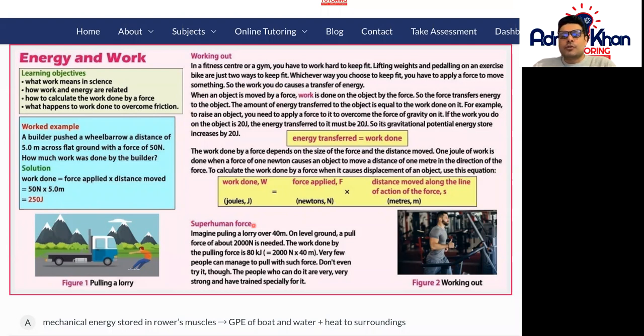So, superhuman force. Imagine pulling a lorry over 40 meters on level ground. A pull force of about 2,000 newtons is needed. So this man here in the image on the left-hand side, he's pulling a lorry or a truck, and the force required is 2,000 newtons in this case. So the work done by the pulling force is 80 kilojoules. So 2,000 newtons, the force applied, multiplied by 40 meters, the distance, resulted in 80 kilojoules. So in other words, 80,000 joules.